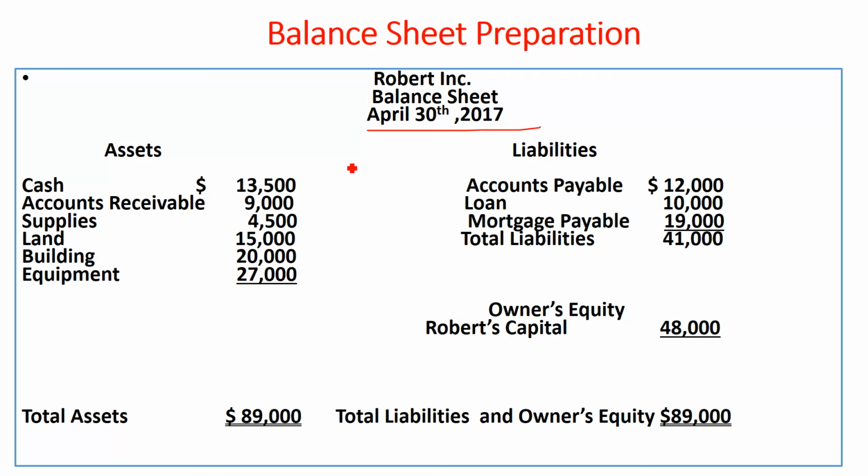Before we had cash 10,000. After entering the transactions, we have cash 13,500. Accounts receivable is 9,000. Before it was 12,000 because we have received 3,000 from the customers. Supplies 4,500. Initially we had 4,000. Equipment was 19,000. Now we have 27,000. Similarly, you can change it here. It was 45,000, now we have 48,000. Liability was 6,000, now we have 12,000. So this is the new balance sheet at the end of the month, which will give us thorough information about the assets, liabilities and owner's equity.